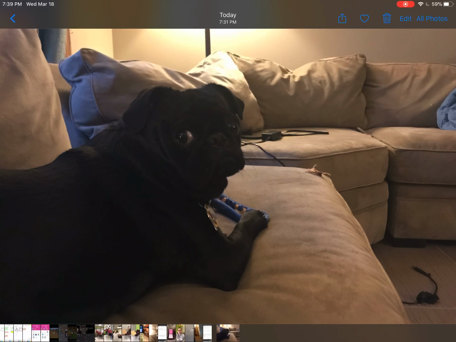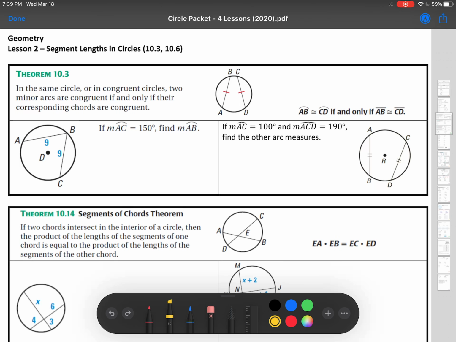Welcome back to geometry. This lesson is brought to you by Daisy, who thinks that she needs to chew this bone obnoxiously by me while I record, and I'm too lazy to move. So if you hear any annoying sounds, it's the dog.